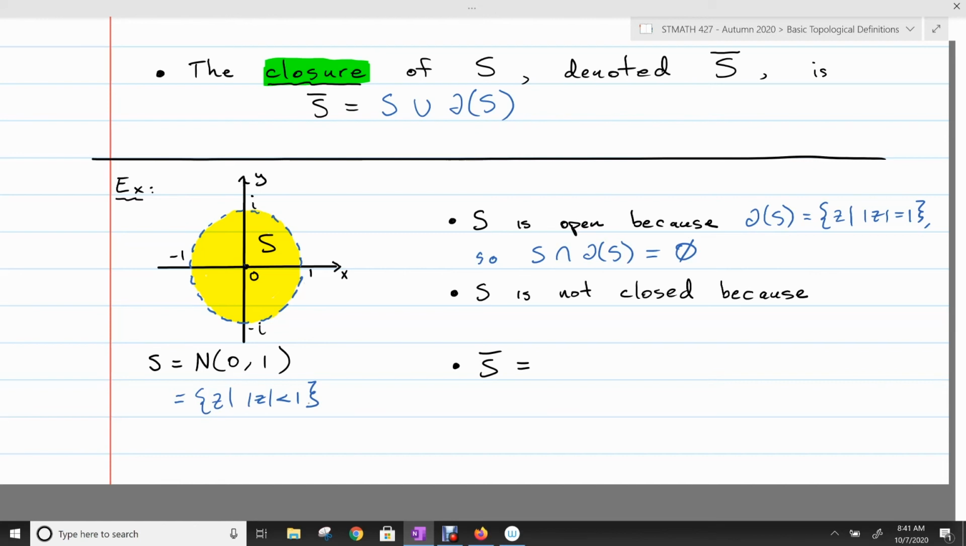Now we can say S is not closed because the boundary of S is not contained in S. The boundary is the set of z's where the modulus is equal to 1, and that's certainly not contained in the set of z's where the modulus is less than 1. And then lastly, the closure. How do we take that set and make it closed? Well, we just want to include the boundary, right? So if I want to take that set and include the boundary, the definition says it would be S union the boundary of S. But we could write that succinctly like this. It'd be the set of z's where modulus of z is less than or equal to 1.